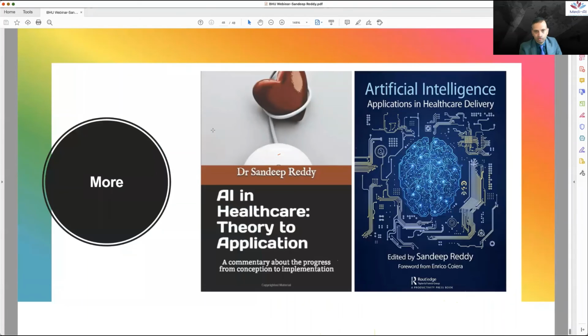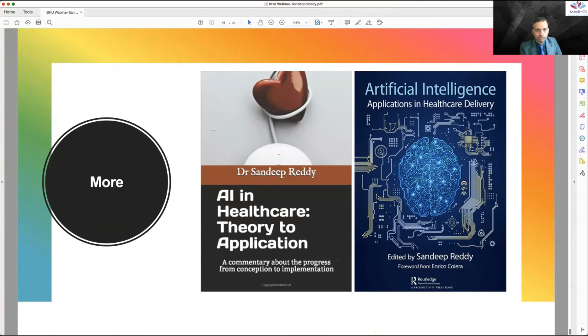Finally, before I conclude, in case you are interested in AI in healthcare, I recommend you refer to these two books. The book on the left is written in an easy to read language. You can buy it online. It shows the progress of AI in healthcare from conception to utilization in various aspects of healthcare. Pretty straightforward, very economical to buy.